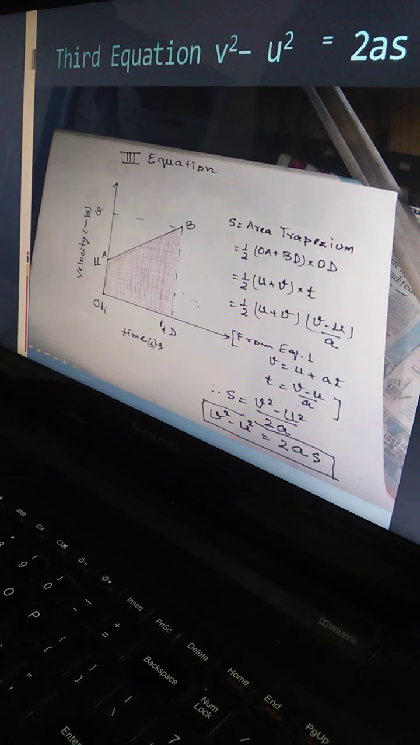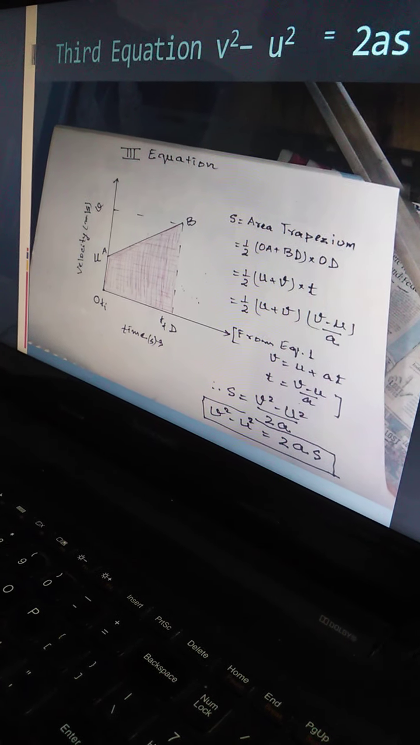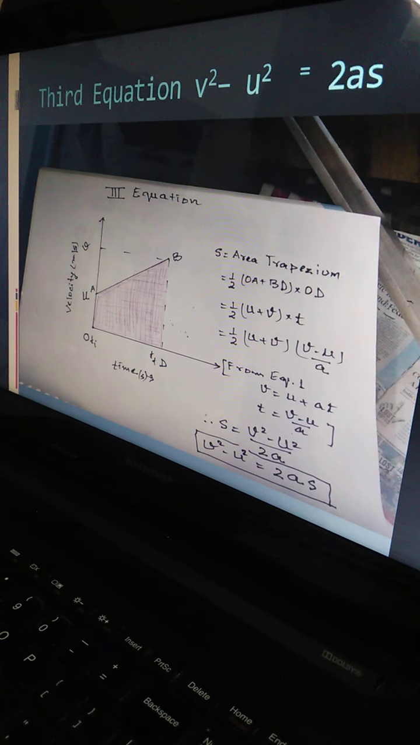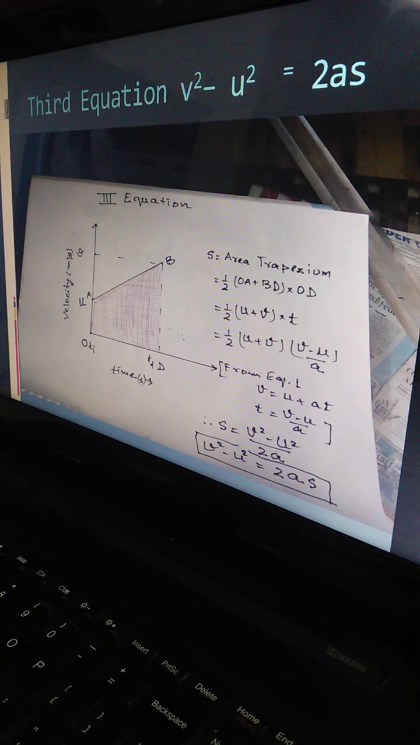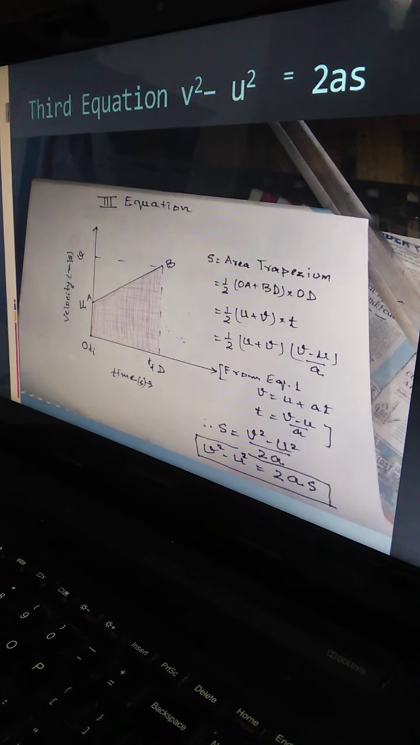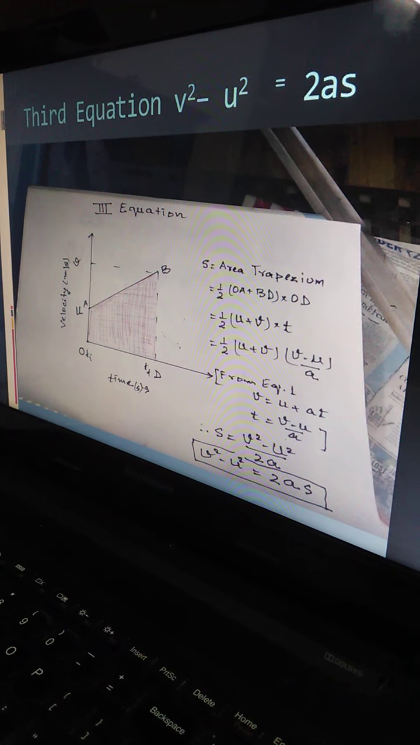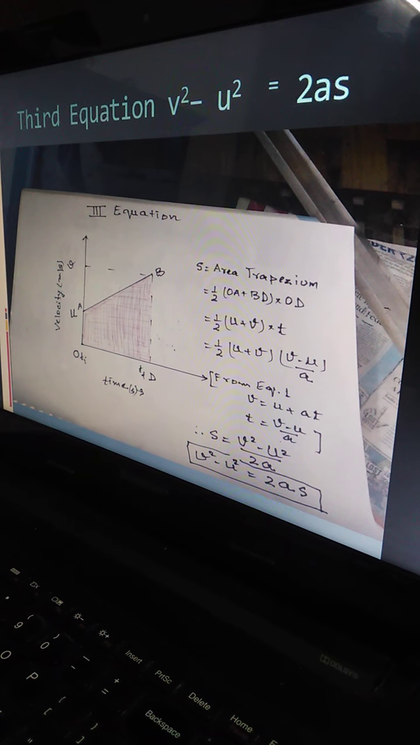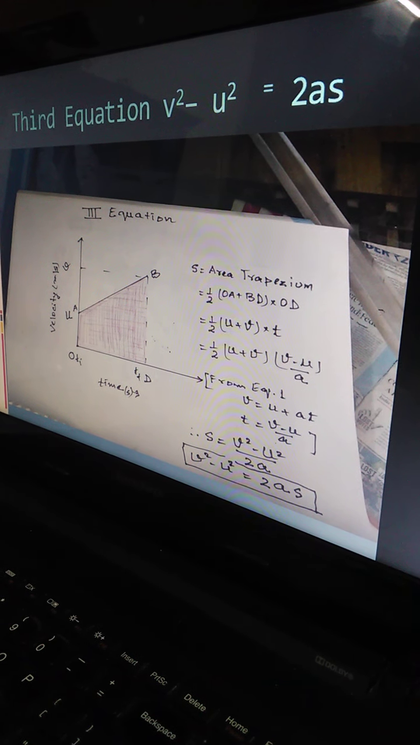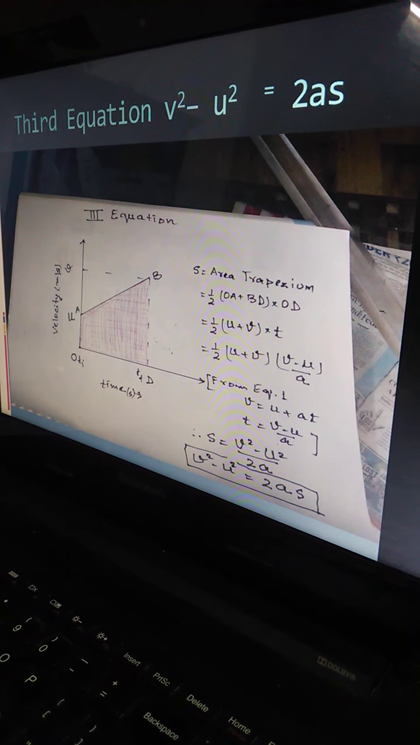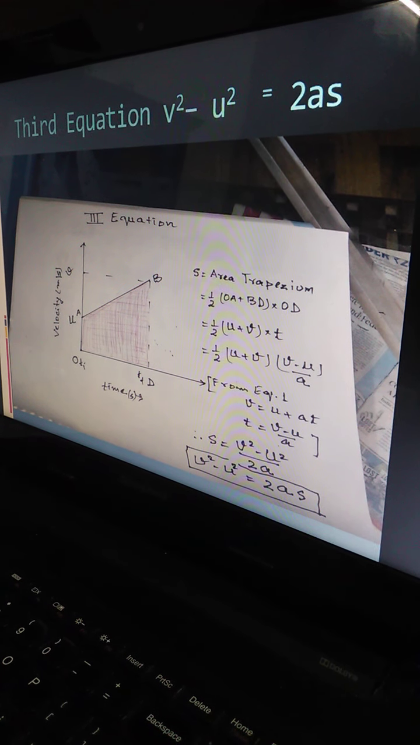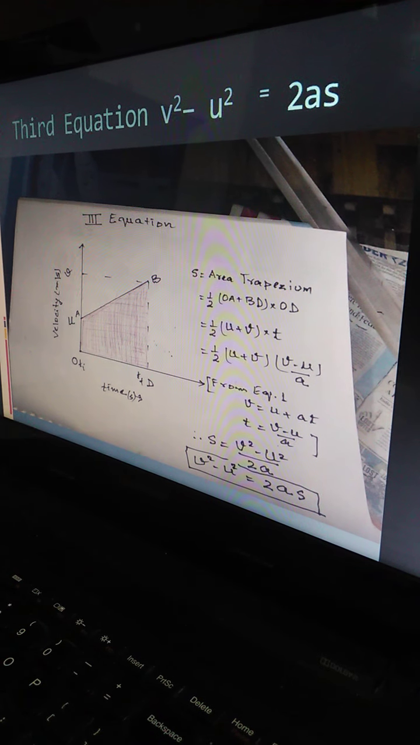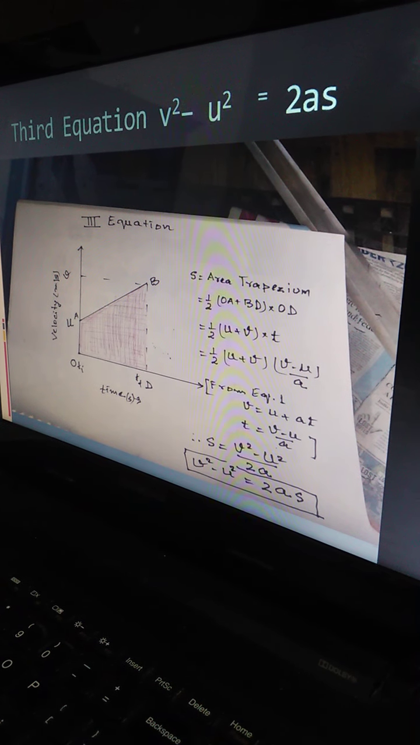How do you write area of trapezium? Remember your 8th standard mathematics? Half multiplied by sum of parallel sides multiplied by the altitude. Now, look at that. Half sum of parallel sides. Here parallel sides will be OA plus the another one. Right? Why are they parallel? Think.